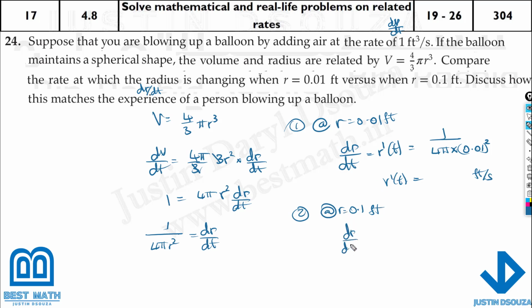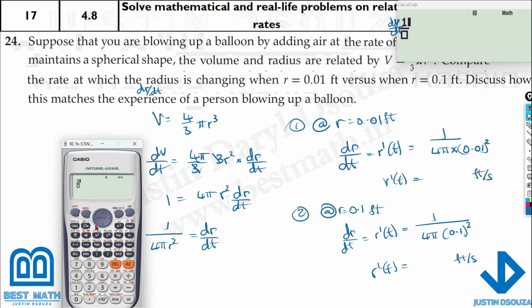Here it's dr by dt, or we can also write it as r prime of t, that is equal to 1 divided by 4 pi. This is constant, but what is r? It's 0.1 squared. So remember, it's 0.1 squared. Don't forget the square. As it is over here, whatever we have written, r values are given. There are two different r values. So what is that? It will also be in terms of feet per second. You just put these values in the calculator and you can find it out.